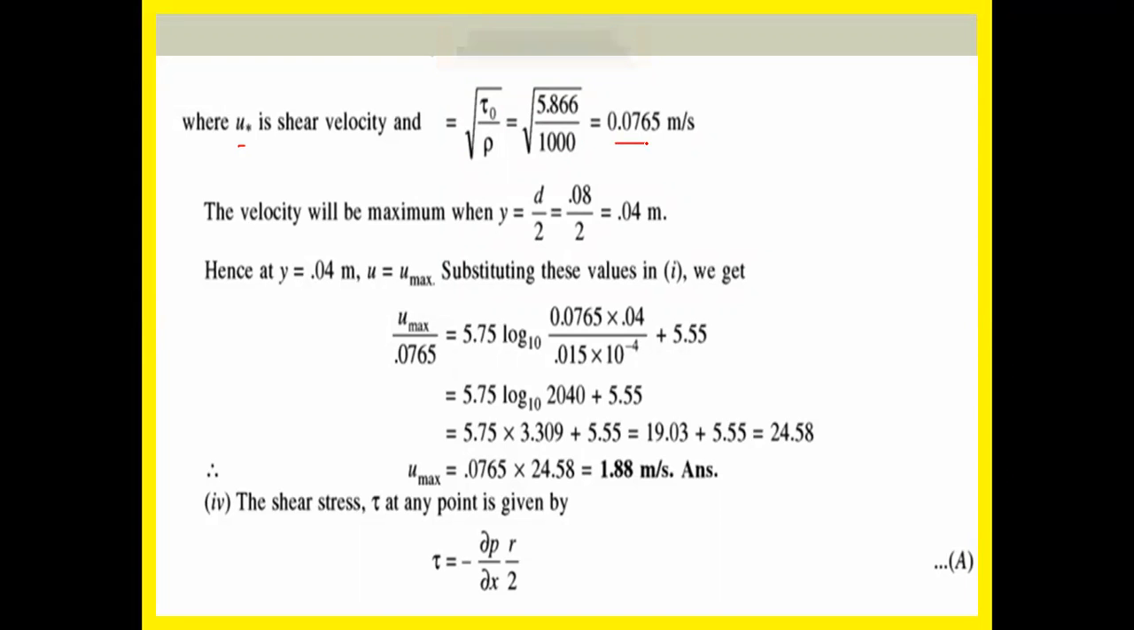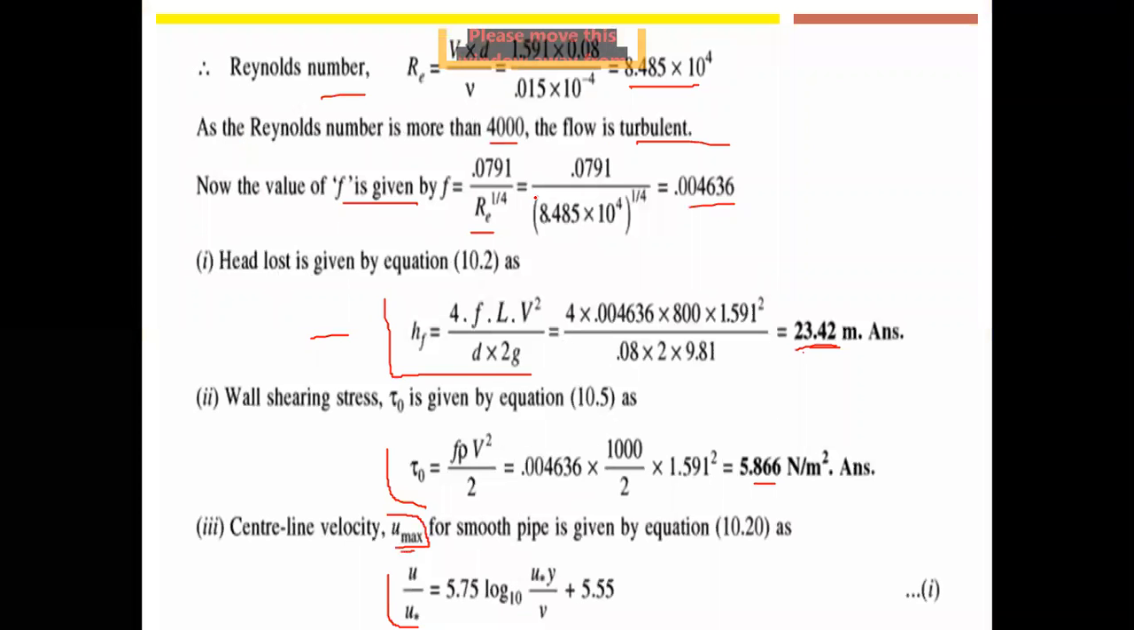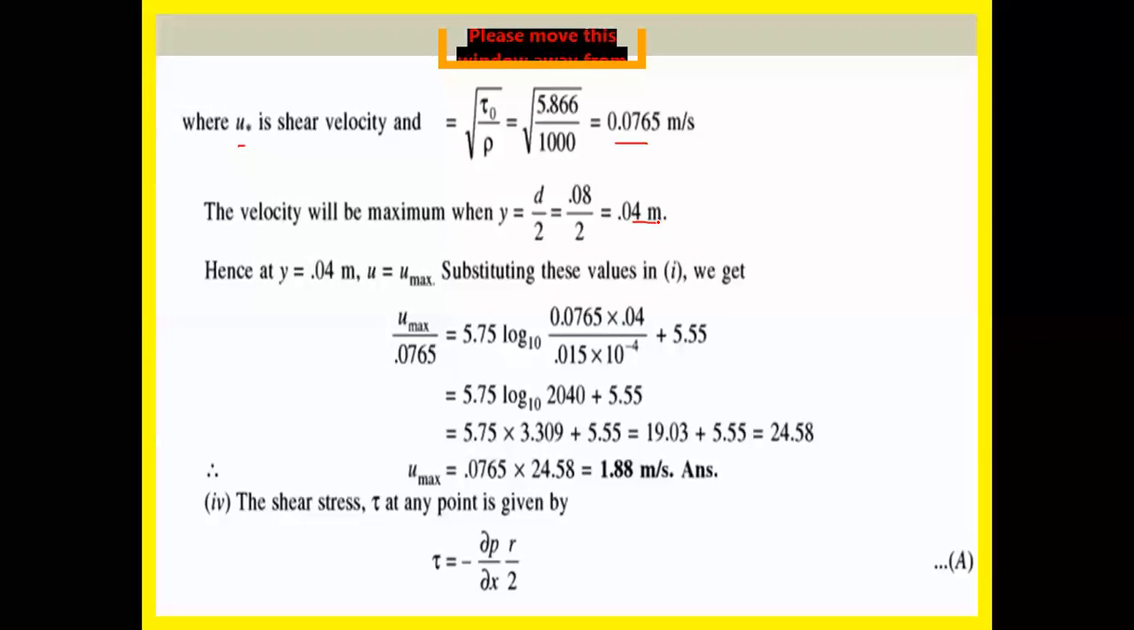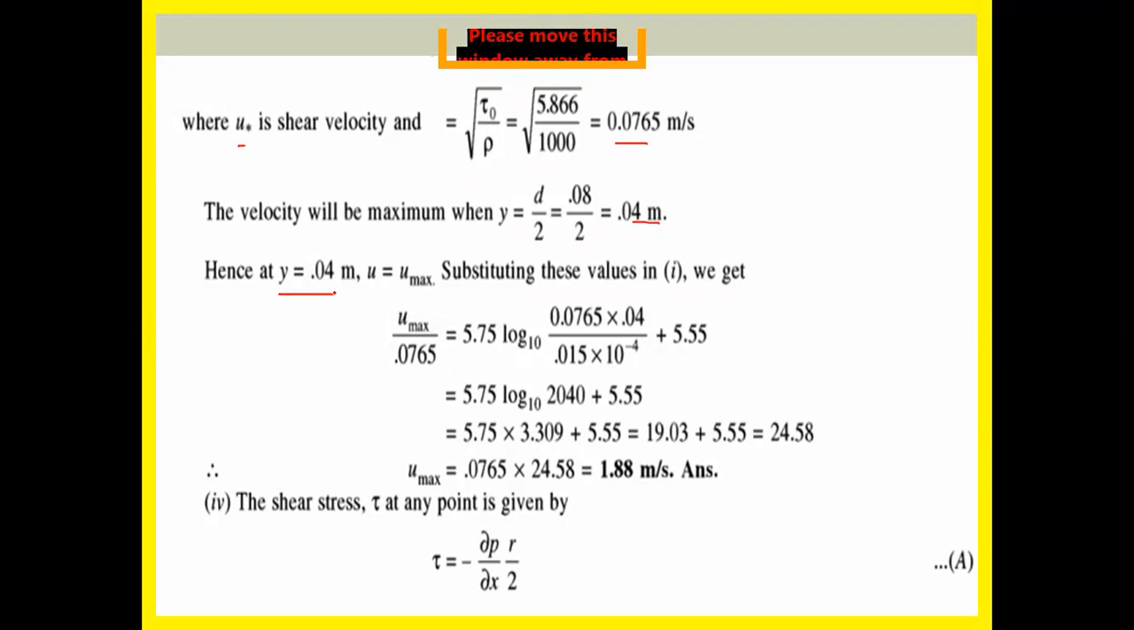Now the velocity will be maximum when y is equal to d by 2. So for this one, y is equal to d by 2, therefore 0.04 meter, the velocity will be maximum. Hence at y is equal to 0.04, u is equal to u max.